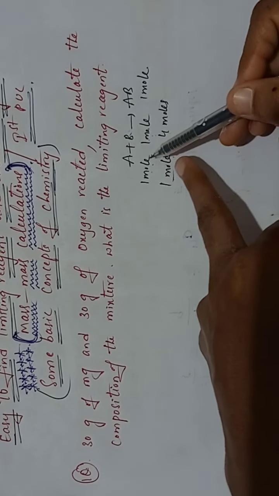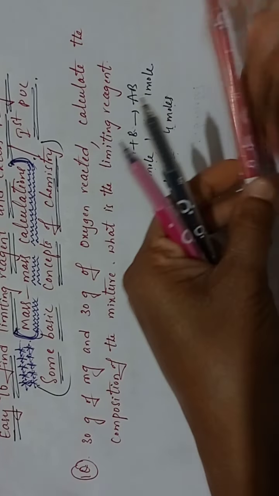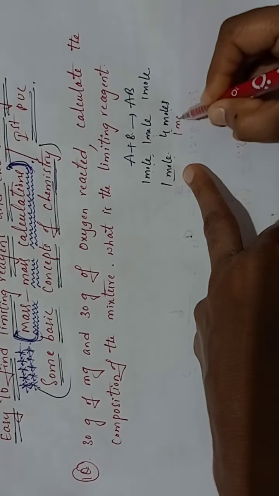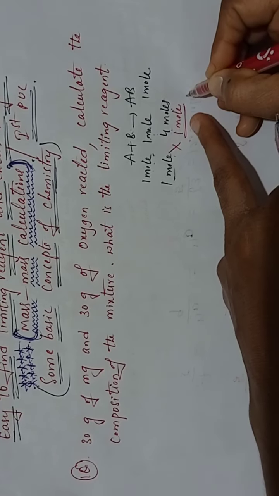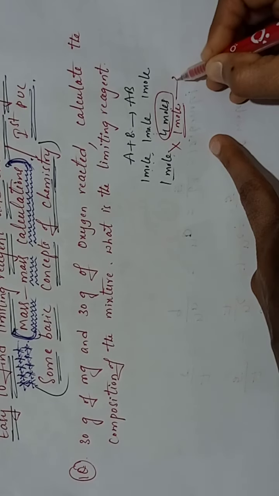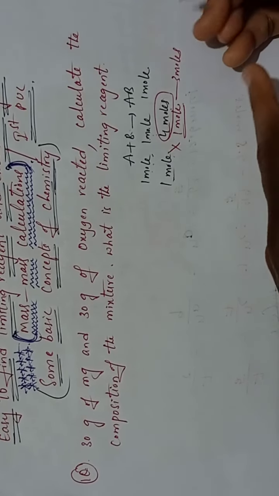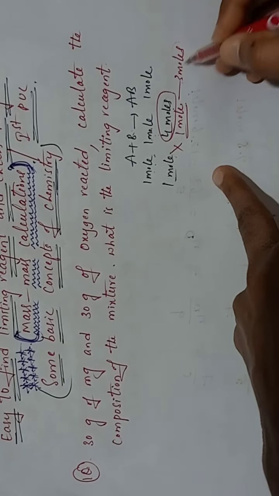That means 1 mole of A can react with only 1 mole of B. That means what are the remaining 3 moles here? Here only 1 mole is consumed. Understanding? It is combined with only 1 mole. That means the remaining 3 moles will not react with reactant A. That means 3 moles are in excess.